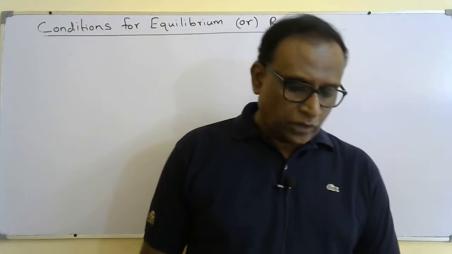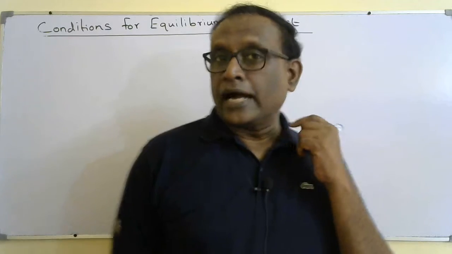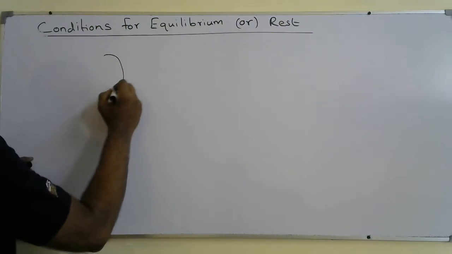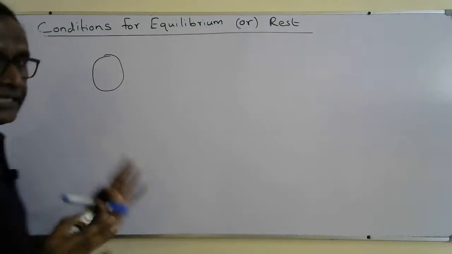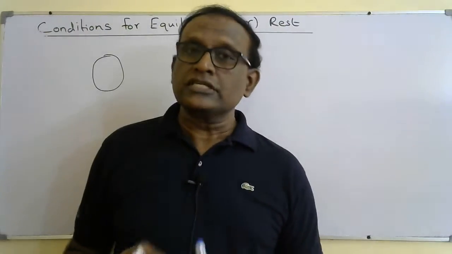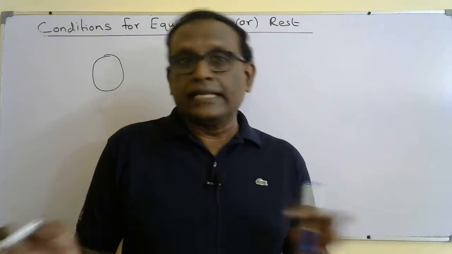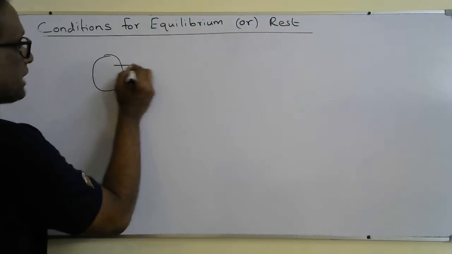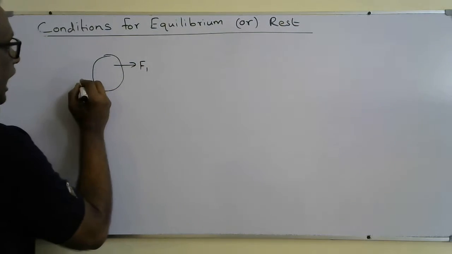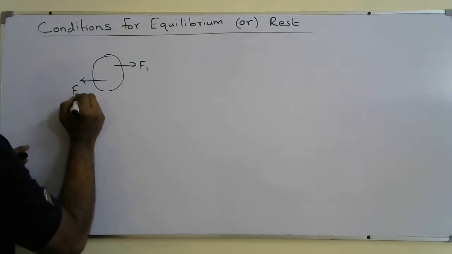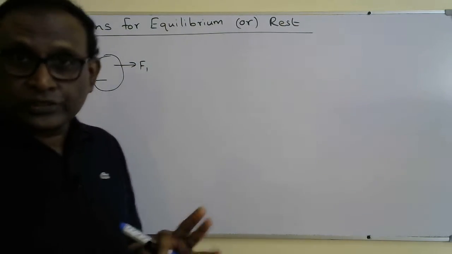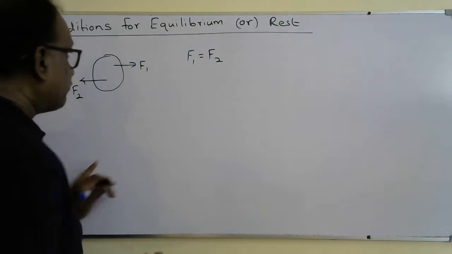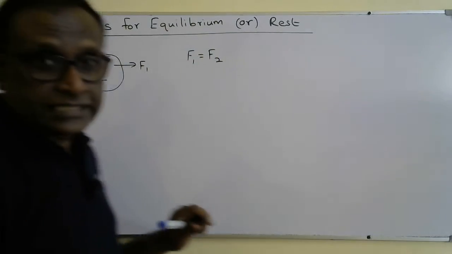So imagine an object is at rest or equilibrium under two forces. How should they act? Say there's an object at rest or equilibrium under two forces, let them be F1, F2. How should they act? So imagine if the force F1 is acting in this direction, F2 is acting in this direction, exactly opposite to each other. F1 equal to F2, but they are acting in exactly opposite directions.